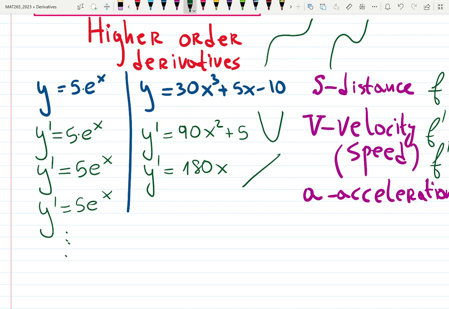Where is my file? Now, do you know that we can actually move on? I think it's here. To more derivatives. Where's my notes for derivatives?